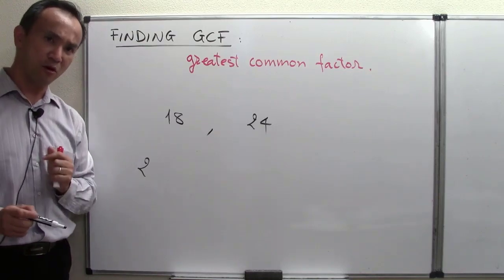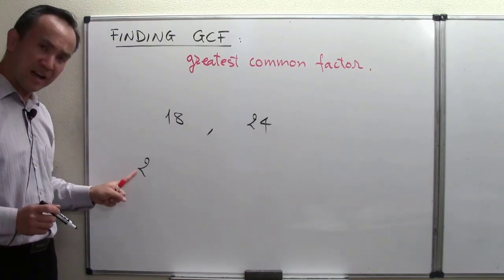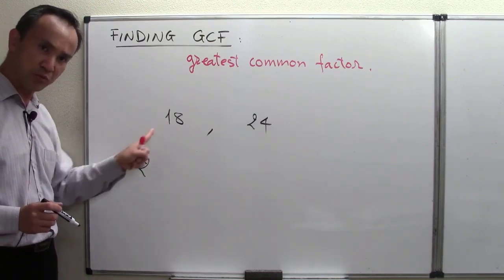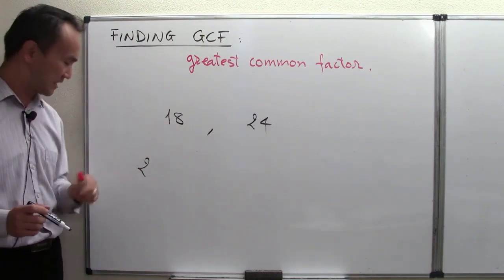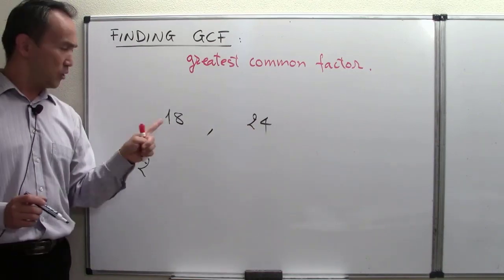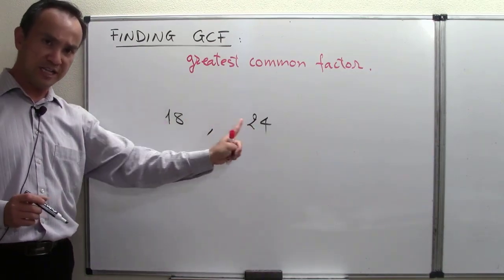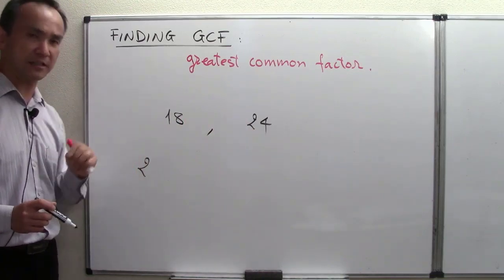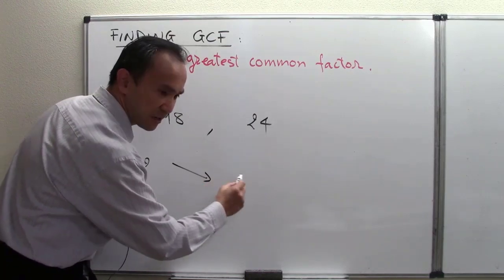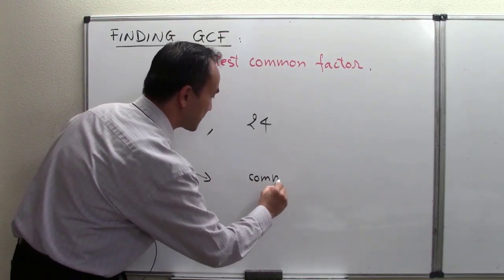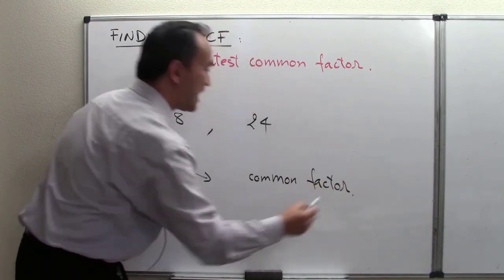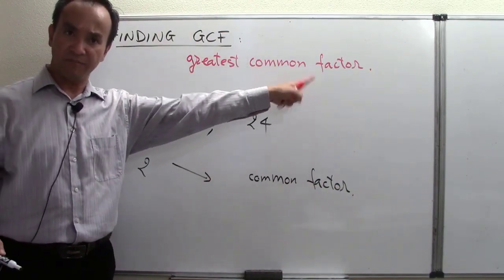Okay, think about it for a moment. The number I list down right here, see, I see in 18, there's a factor of 2 that goes into 18. That's a different way of saying it. I see there's a factor of 2 that goes into 24. Okay, so between these two numbers, 2 is a common factor. Okay, so now I'm seeing that 2 is a common factor, and that's the idea that begins the idea of common factor.